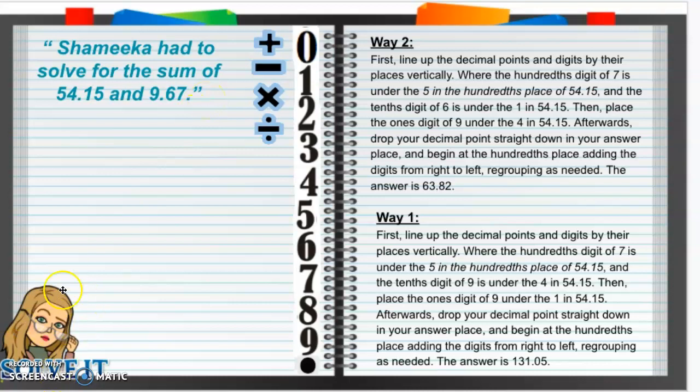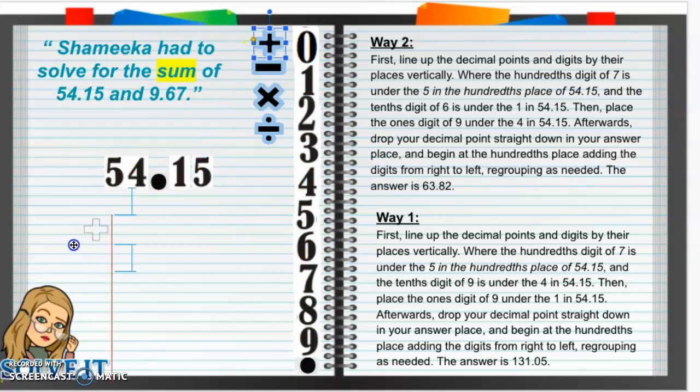So first, what we can do is solve it. What does that word sum mean? Oh yeah, that means adding. And when we're adding decimals, what do we do with those decimals? Line them up. So we're going to line up our decimals. We have 54 and 1500ths. That decimal point, that 1, the 5. And then we're adding, because she has to find the sum. Remember, that means adding. 9 and 6700ths.